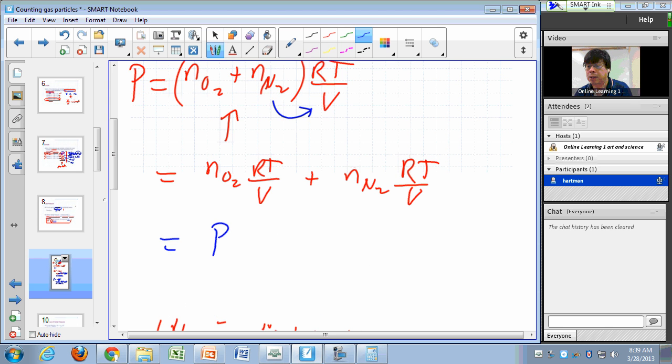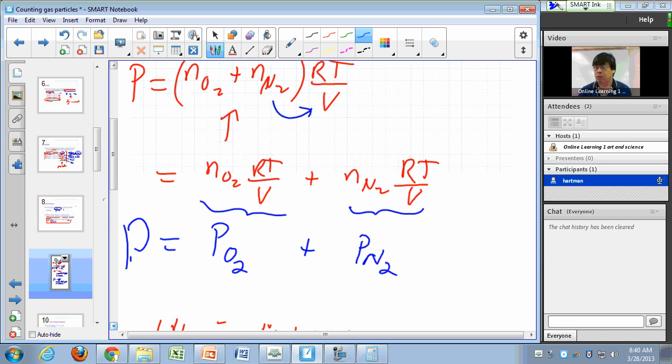This is just the partial pressure of oxygen, and moles N2 times RT over V is just the partial pressure of nitrogen. So you can just add up partial pressures to get the total pressure. That is known as Dalton's law of partial pressures. Dalton's law says the total pressure of a gas mixture will just be equal to the sum of the partial pressures of its components.